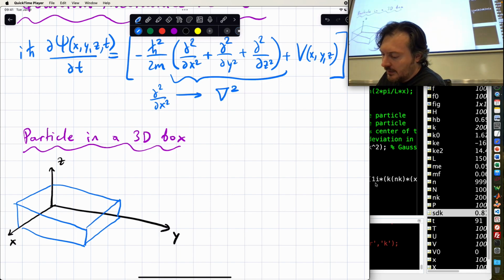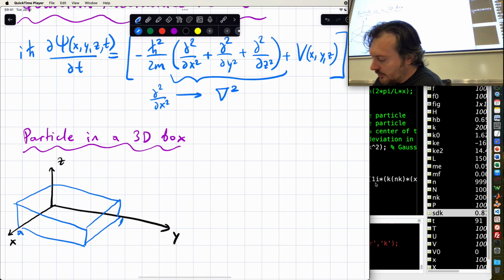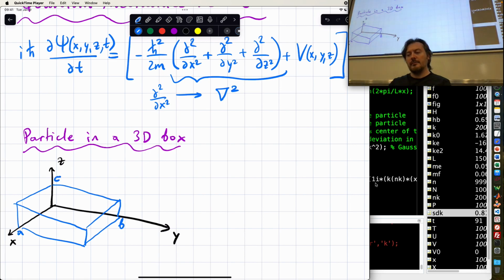It has a length a in the x direction, b in y, and c in z. Do you understand the system? Everyone? Yes? So inside the box, the potential is 0. Outside the box, the potential is infinite. So it's confined inside it.